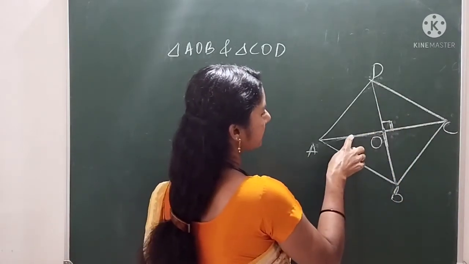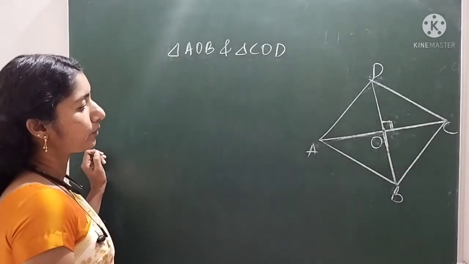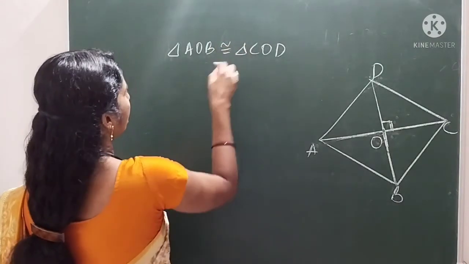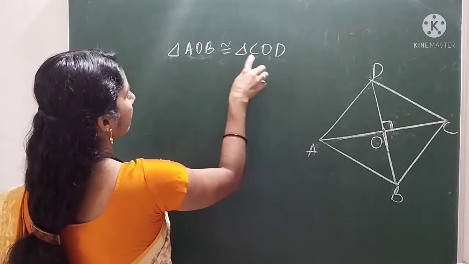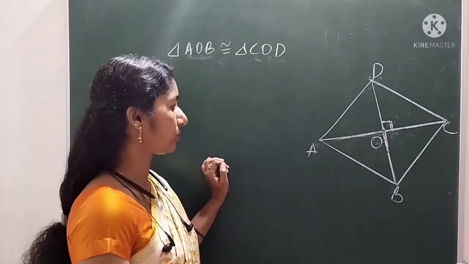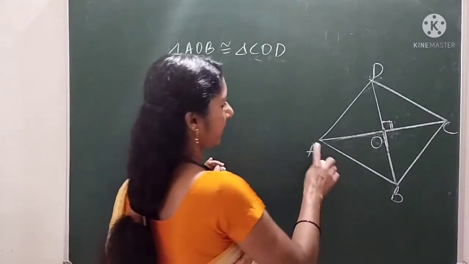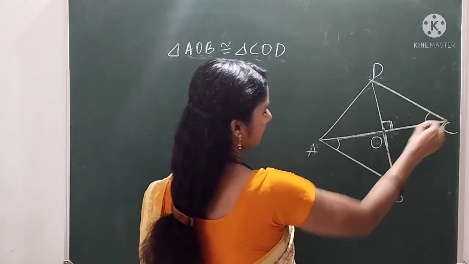So by the SAS criterion, we can prove the two triangles are congruent. Those congruency steps you need to write: AO equal to CO, OB equal to OD, angle AOB equal to angle COD. So by the SAS criterion, these two triangles are congruent. Since they are congruent, their corresponding angles are equal. I am taking these two angles, AOB and COD.